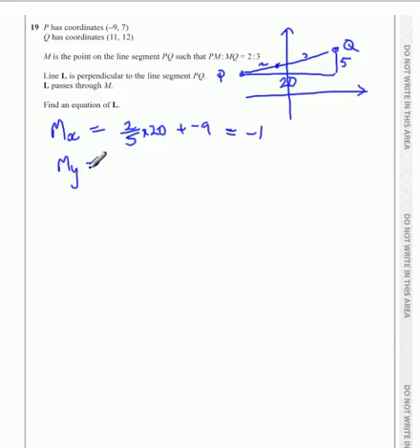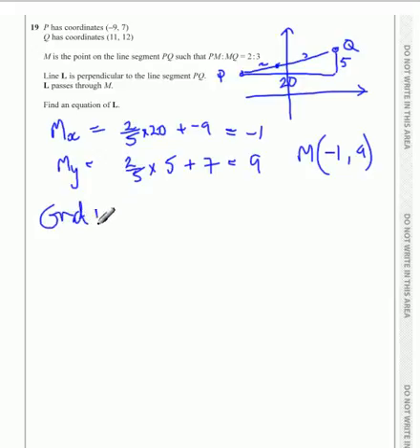We need the y value as well, so we're going to do the same thing, find 2/5 this time times by the 5, and then add on our starting point, which is the 7 there. So this one, that's going to be 2 from here, plus only 7 is 9. So our point M is -1, 9. Next thing we need to know is the gradient of P to Q. So the gradient of PQ. To do that, we need the change in Y divided by the change in X. So that is 5 divided by 20, and that's going to simplify down to 1/4.